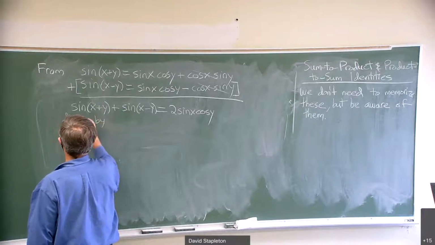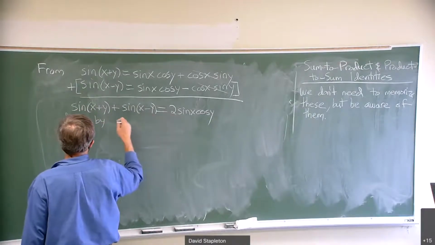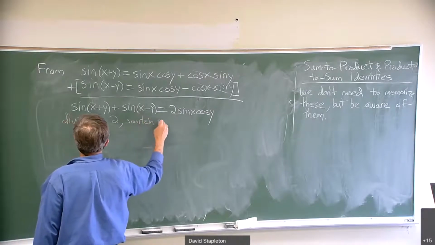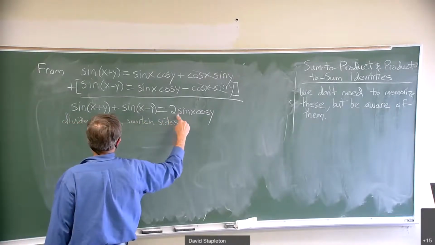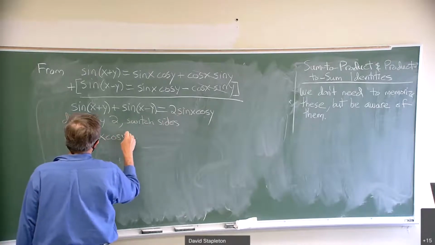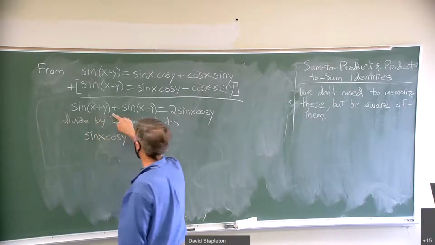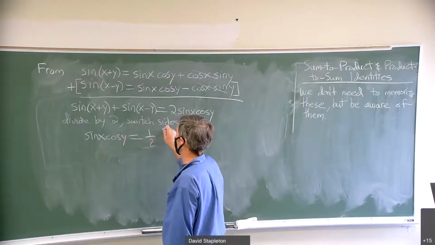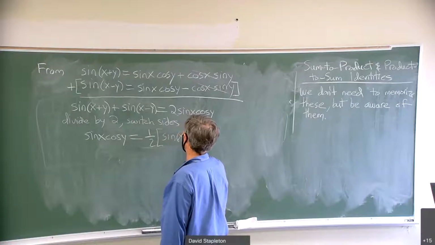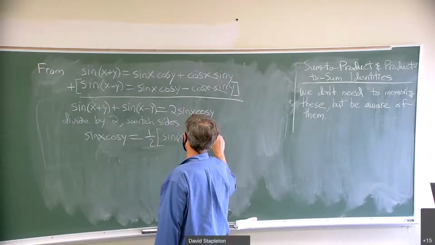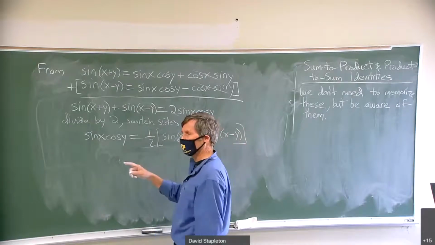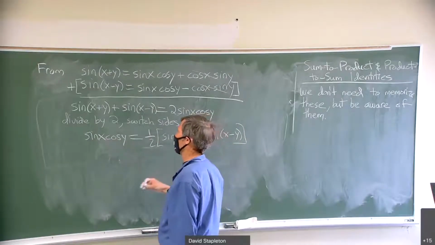Divide by 2. So I get half on the left instead of 2 on the right. Switch sides. Then 1/2 of this side is sine x cosine y. And I get that equal to 1/2 of this side, sine x plus y plus sine x minus y. There it is. This is a product to sum formula.